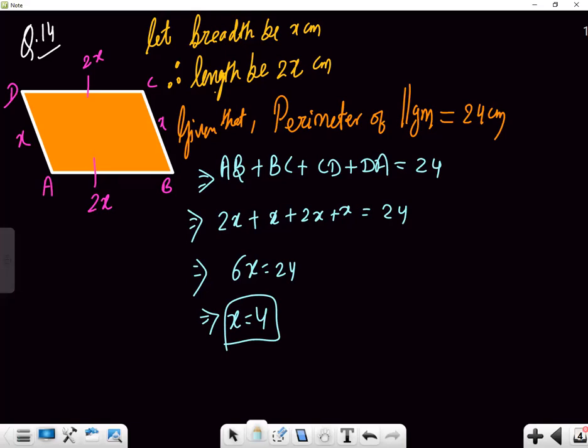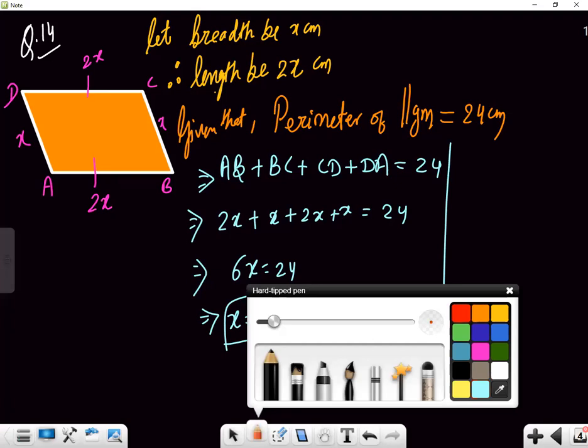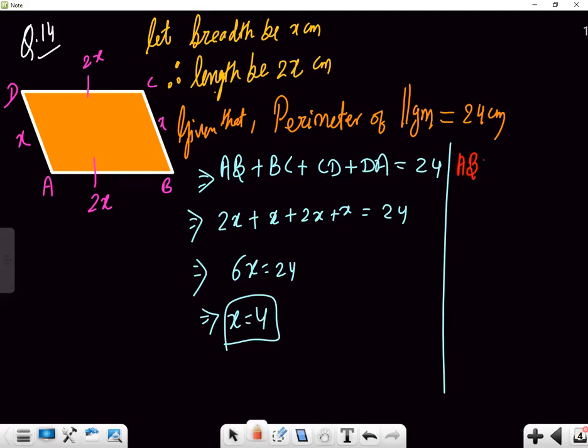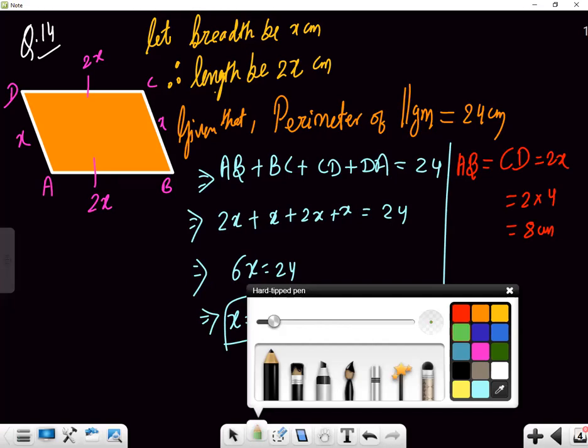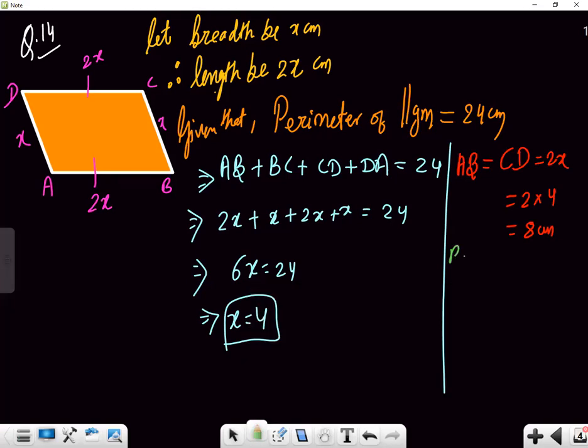Okay. Now, as the value of x is 4, after that you have to find the measure of all the sides. So AB and CD both are equal and equal to 2x. So by putting the value of x, that is 4, you'll get the value of AB and CD as 8 centimeter. Now you have to find also the value of BC, and the length of BC is equal to the length of AD, and both are equal to x. So x is equals to 4 centimeter. Okay, so that is your final answer. Pause the video and note it down.